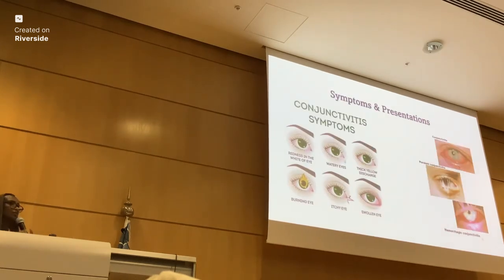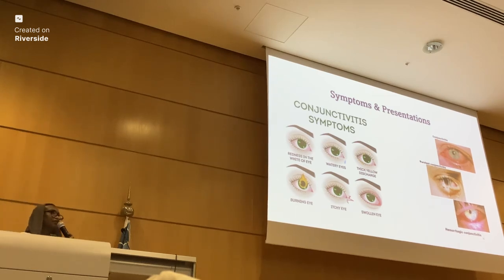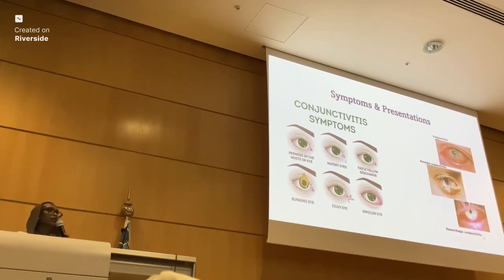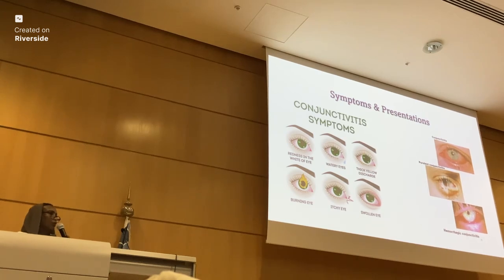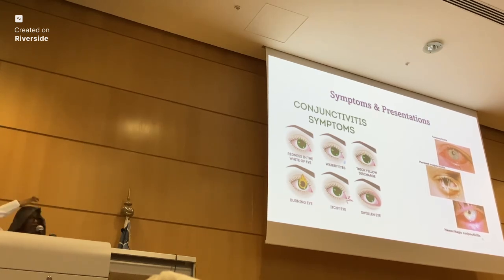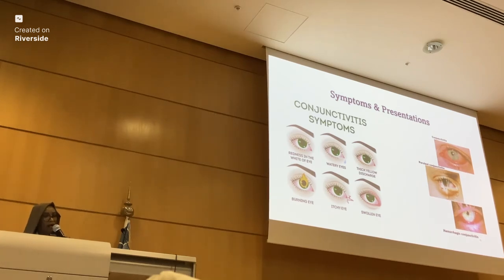All right. So what are the symptoms or the clinical presentations of patients when they actually come and complain about conjunctivitis? In viral, as we said before, you have redness in the white of the eye, so you see a pinkish color. You have watery eyes. When you start to see thick yellow discharge, you have to think of bacterial infection. So this is part of the symptoms.